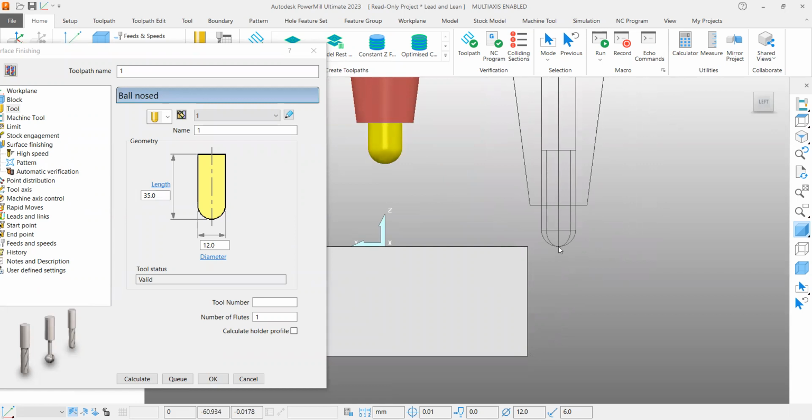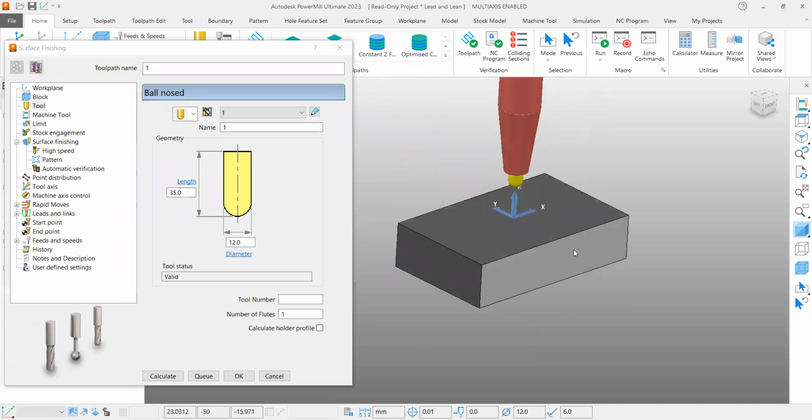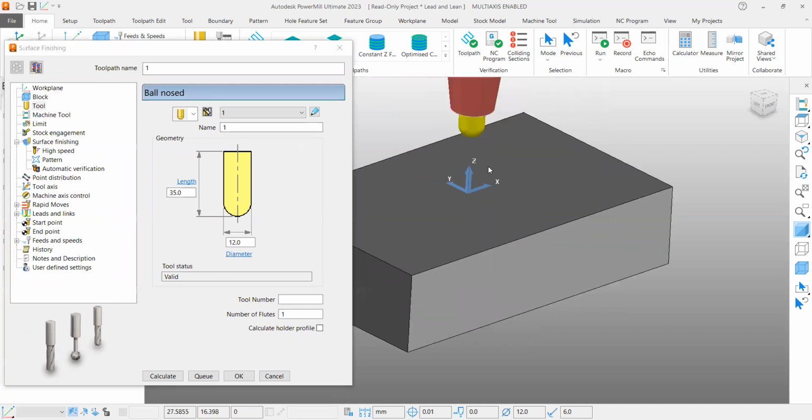Now we are going to learn which angle you have to define, whether you want to input it in the lead or in the lean. Here I'm using a surface finishing strategy. It's a very simple one. I'm selecting the sidewise to show an example here.